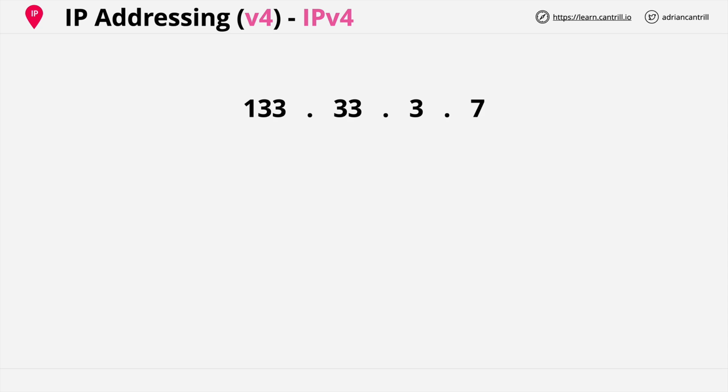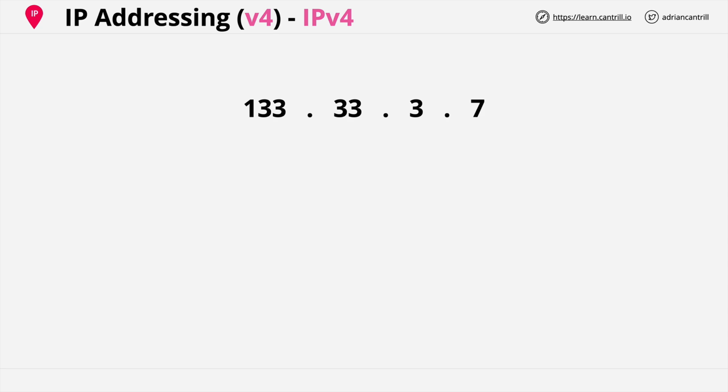133.33.3.7. From a pure network connectivity point of view, if you have a valid IP version 4 address, you can send packets to 133.33.3.7 and they will at least start on the journey of getting to this destination. Now there might be blocks in the way, so firewalls or other security restrictions, or the IP could be offline, but packets will move from you over the internet on their way to this IP address.